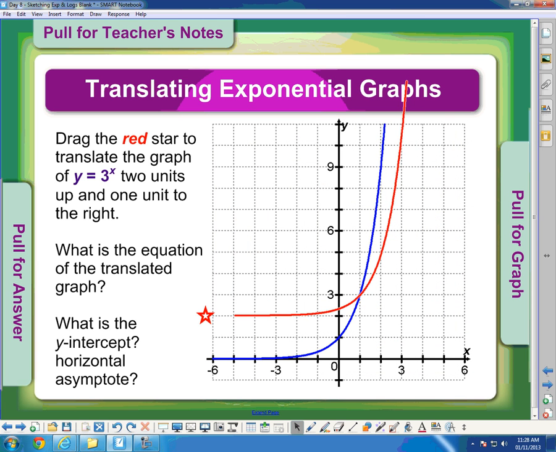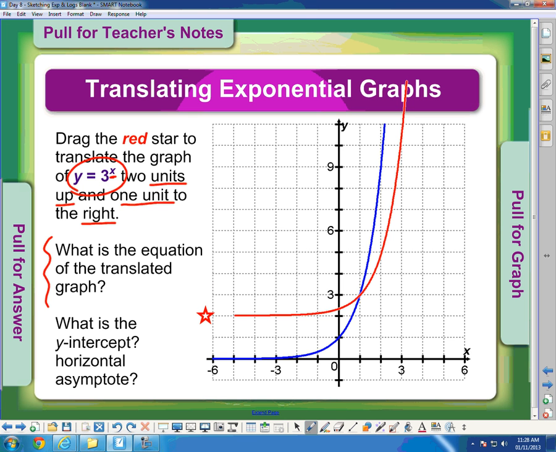So now it asks this question, what is the equation of this translated graph? Let's think about it. If it's moved 2 units up and 1 unit to the right, let's remember what we learned about translations before. If the number is inside the function, it moves left and right, and it's opposite to what you think. If it's outside the function, then it's just up or down. So let's think about inside the function. What does it mean to be inside this function?